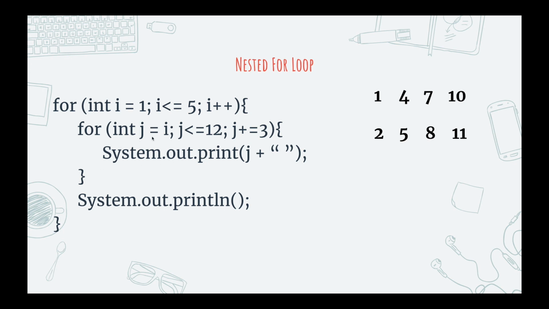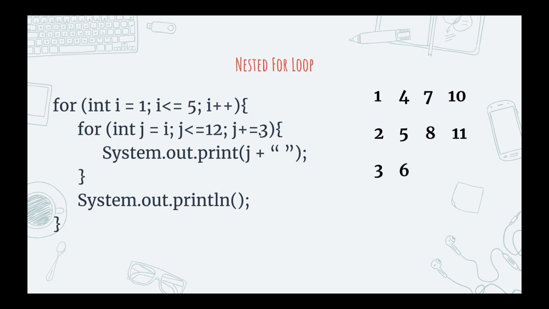So for integer j equal to I, I in this moment of time is 3. So we're assigning the value of I to j. So j is also 3. Is j less than or equal to 12? Yes, it is, because 3 is in fact less than or equal to 12. So we print out 3. We add 3 to j, so now it's 6. Is 6 less than or equal to 12? Yes, it is. So it prints out 6.